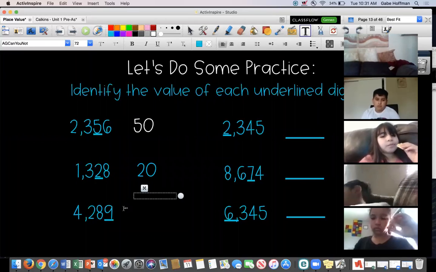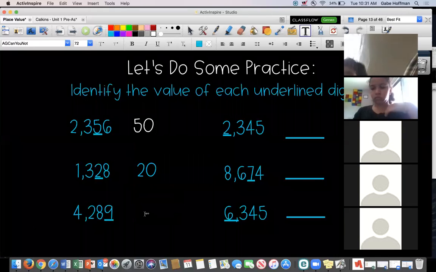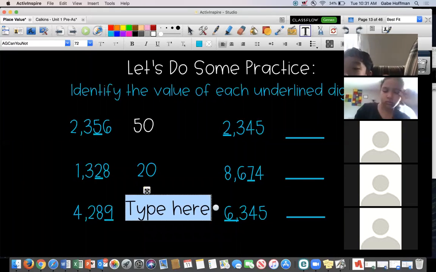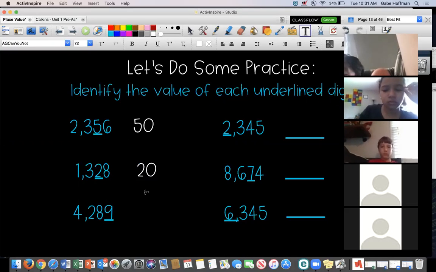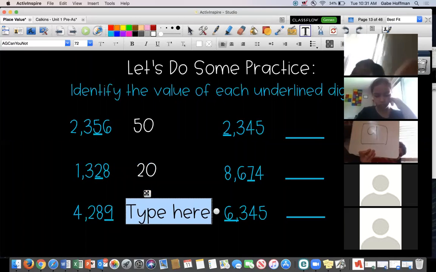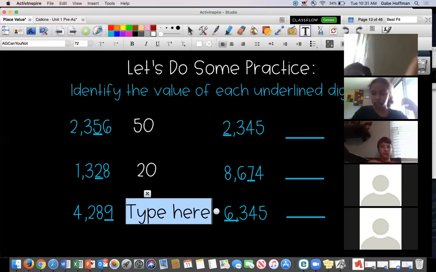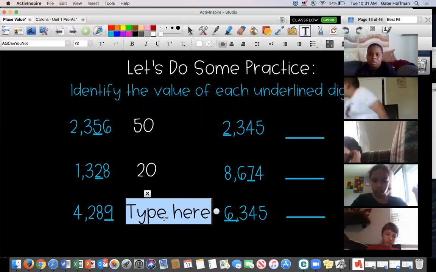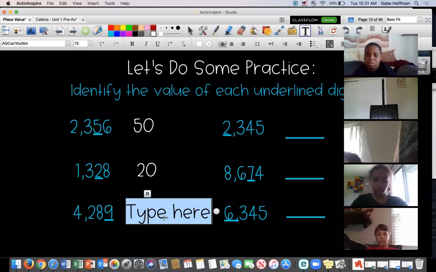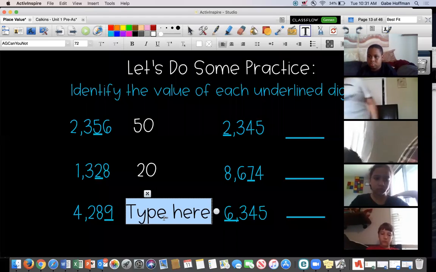The 9 that's underlined. Sue, what's that 9 worth? Sue, you've got to unmute yourself. I can't hear you. Something happened. I can hear you now. Sue, what's that 9 worth that's underlined right there? It's a 7. It's a 9. It's hard to see. I mean 9. So it's worth 9, right? It's in the ones place.